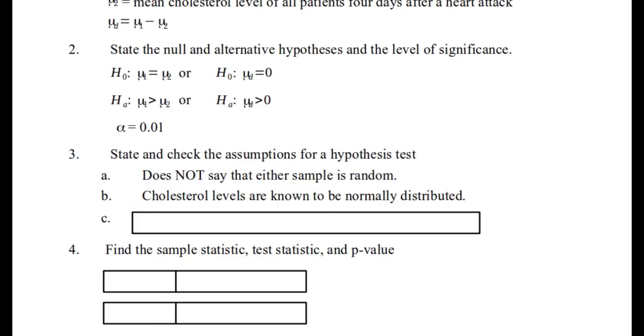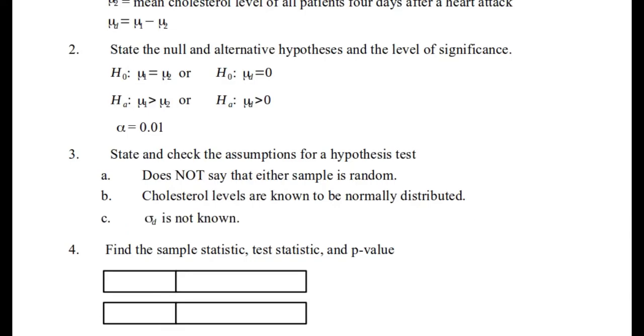And remember, the last part of this test is basically ensuring that we're doing the correct test. And that is, we're doing a t-test. Why are we doing a t-test? Because the population standard deviation is not known.